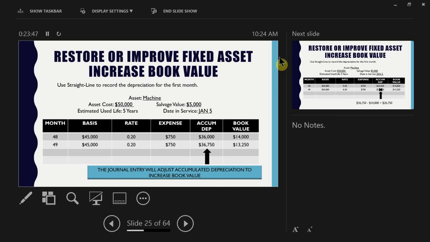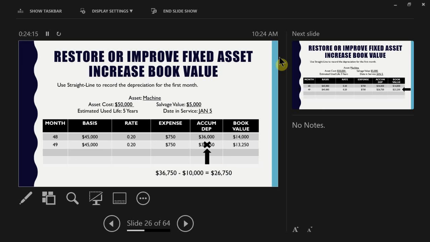I'm on month number 49, okay? Right, it's already been four years, and this is my accumulated depreciation. If I know it right now, it's 36,750. If I journalize it that way, what I'm doing here is I am going to decrease the value of my accumulated depreciation by $10,000.